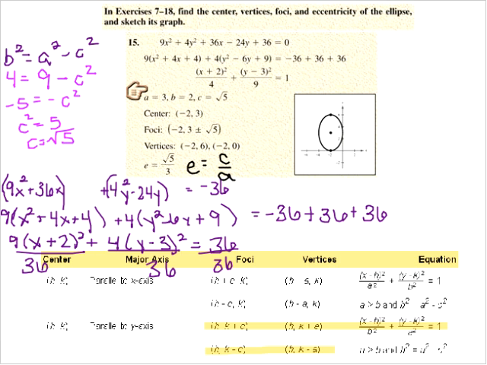So 3 plus 3 is 6. 3 minus 3 is 0. And the eccentricity is just found by doing c over a. It's a ratio here. So we'd have the square root of 5 over 3.